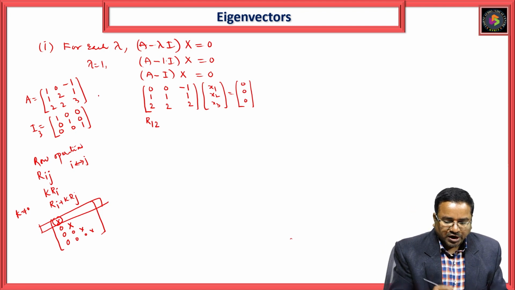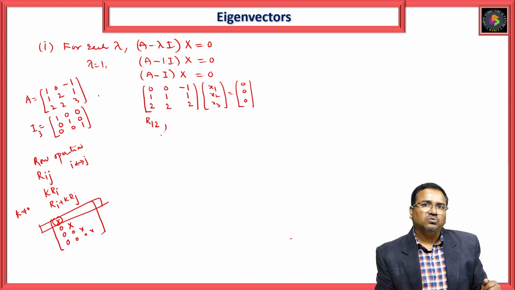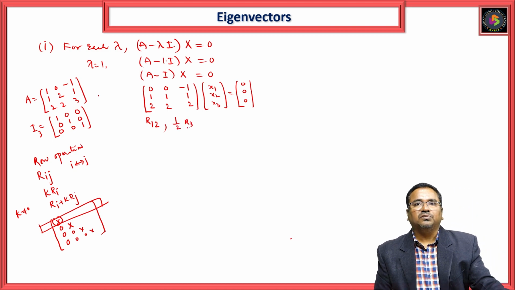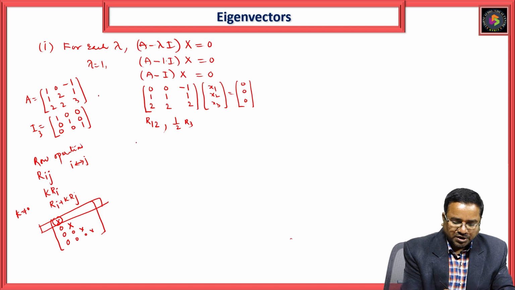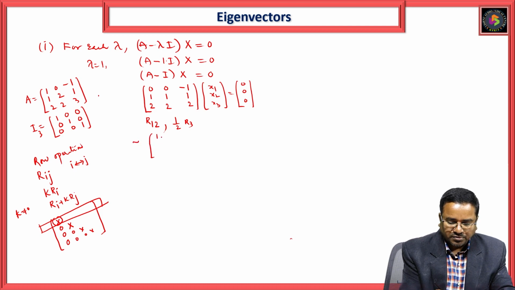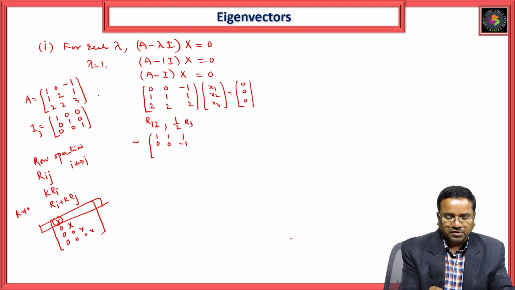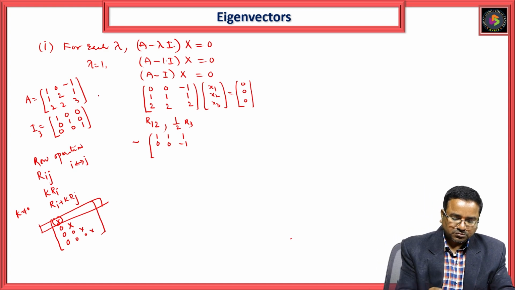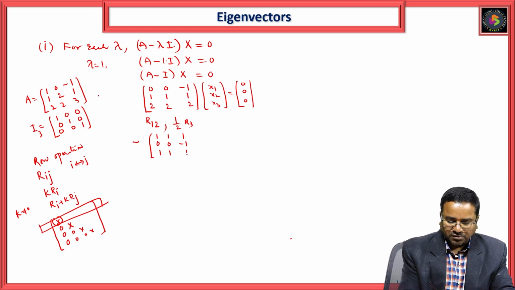And also, if you look at this third row, it is a multiple of 2. Better you reduce the complexity of that one, so 1 by 2 R3. Now the equivalent matrix is, because we are interchanging the first and second row, 1, 1, 1, 0, 0, minus 1, and this is 1, 1, 1.